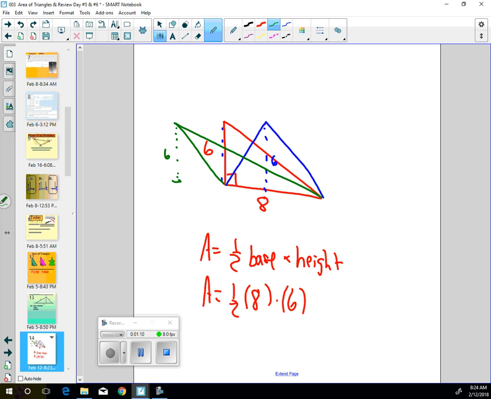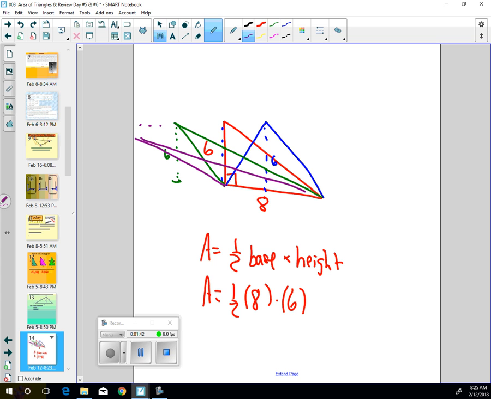Okay, what if I move this backward to here, and this height here is still 6? What's the area of this green triangle? Still 24? Yeah. What if I move it back to still a height of 6, but way back there? Is the area of that triangle still going to be 24? As long as that height is 6 and the base is 8, it doesn't matter where that goes.